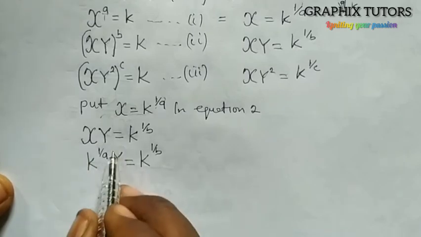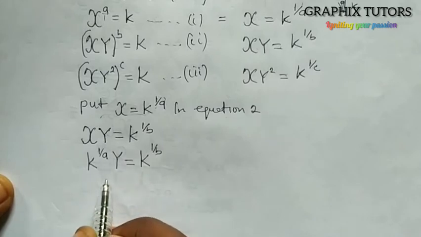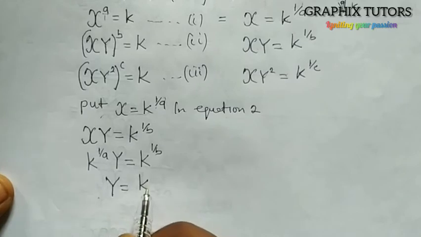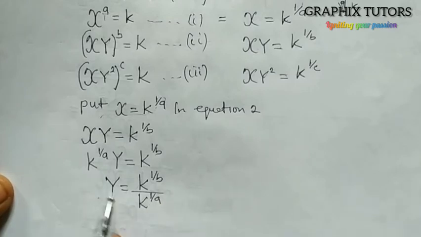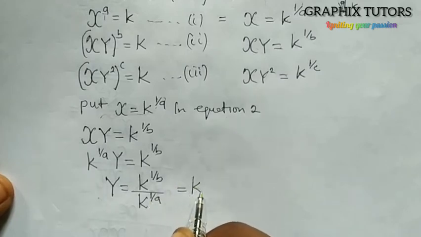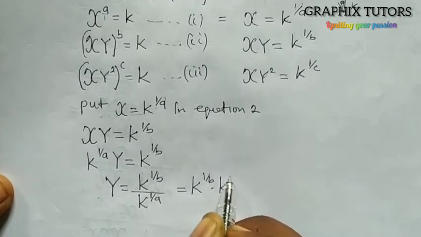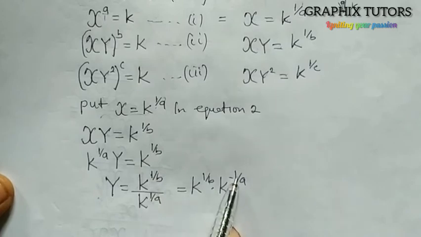to make y stay alone, my y will now be equal to k to the power of 1 over b all over k to the power of 1 over a, because I'm dividing both sides by k to the power of 1 over a. Now when this k to the power of 1 over a is coming up, it will become k to the power of 1 over b multiplied by k to the power of minus 1 over a. So when it's changing sides, this one will be minus to show that it's moving from down to up.